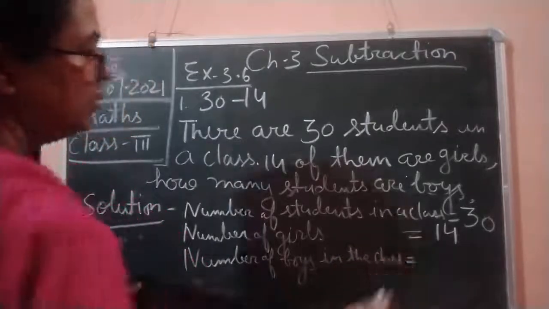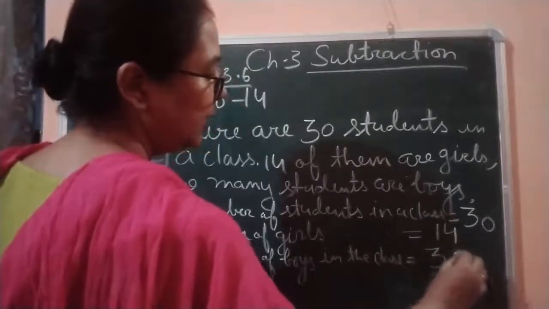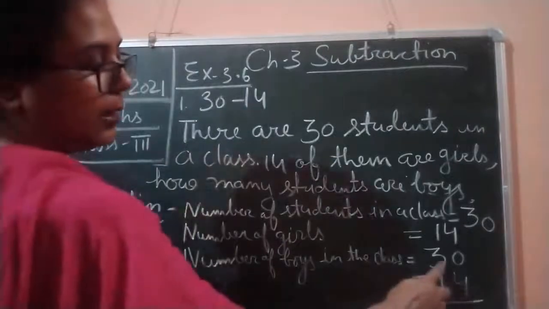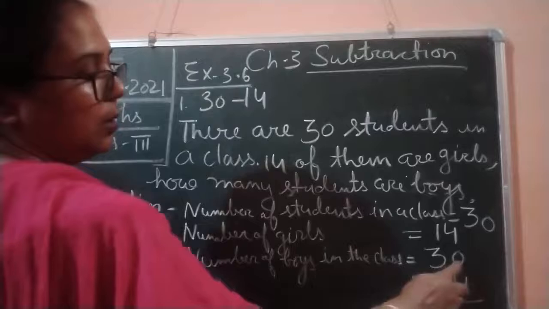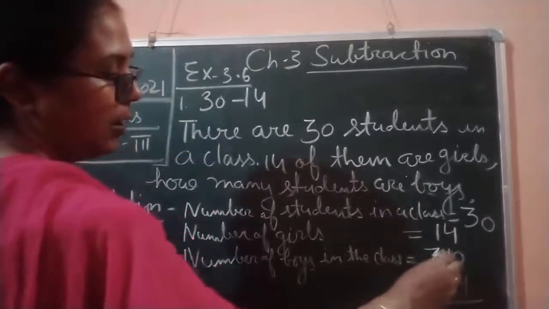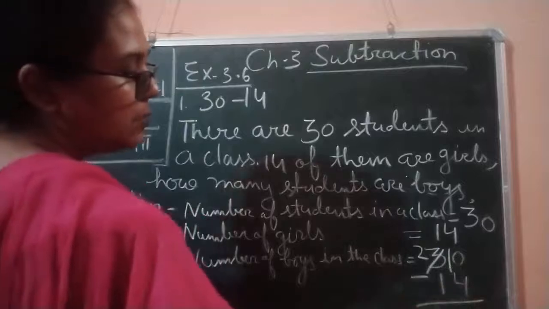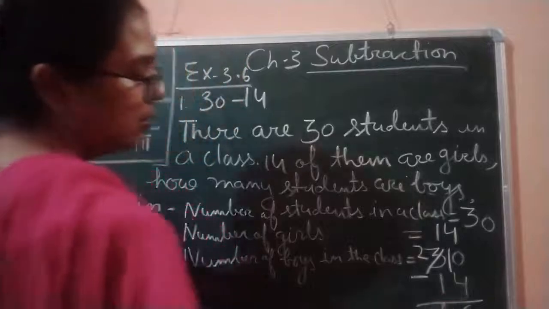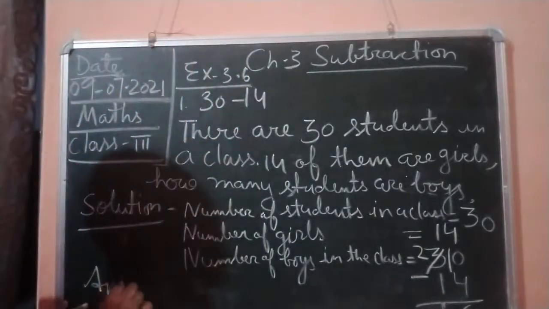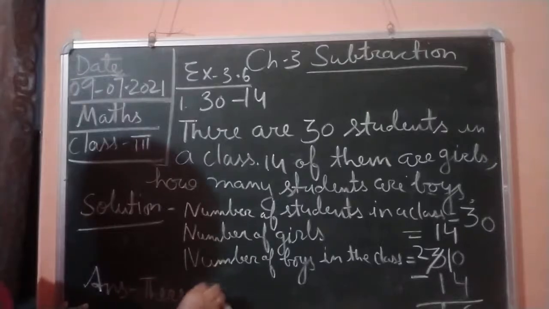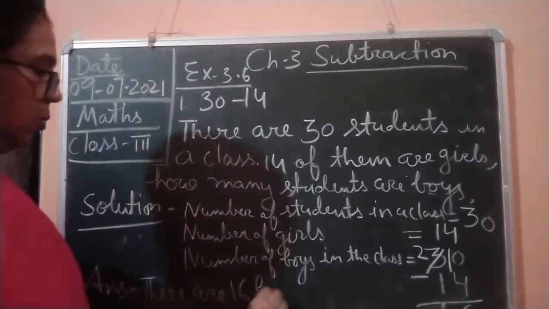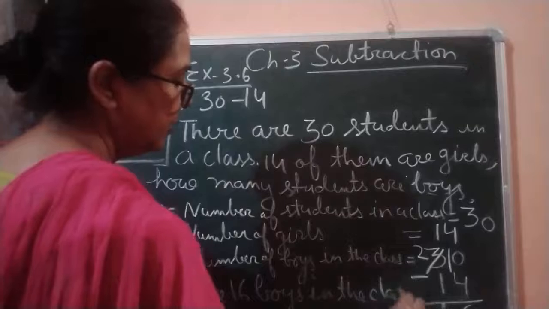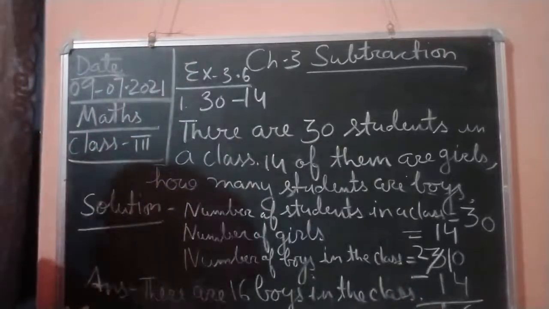So what we will do, children? We will subtract 30 minus 14. So what will we get? Now here you can see 0 minus 4 is not possible, so we borrow and it becomes 10, and 3 becomes 2. So 10 minus 4 we get 6, and 2 minus 1 we get 1. So the answer we will write: there are 16 boys in the class, children. There are 16 boys in the class.